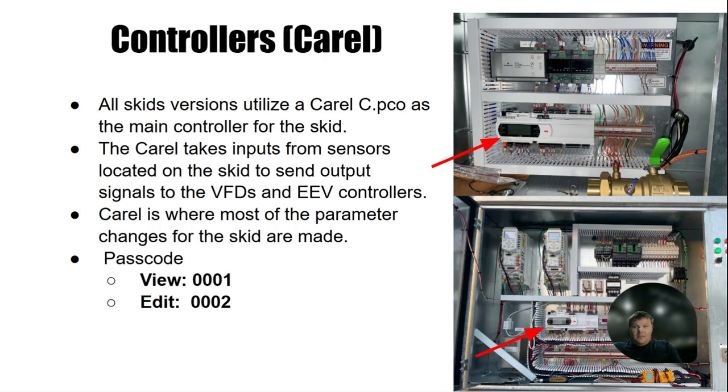The main Carel is where most of the parameters can be changed, and to access this is view 0001 and edit 0002.